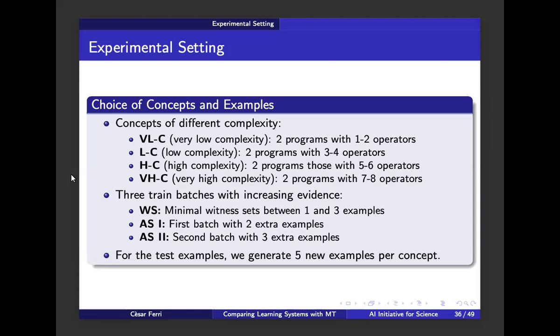Okay. Then we generate 3 batches of training data. The minimal witness sets we select according to this teaching book, and then we generate extra data in order to give more information about the concept. The first batch consists of 2 extra samples, and the second batch has more extra samples. This could be the training set. And for the test examples, we generate 5 examples with which we are able to test if the learner has been able to understand the concept correctly.